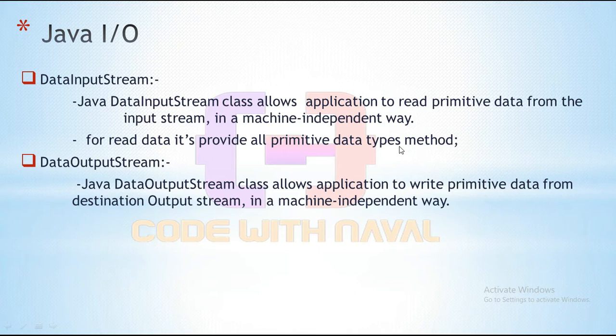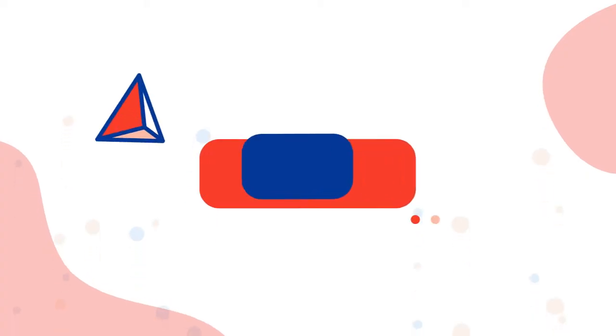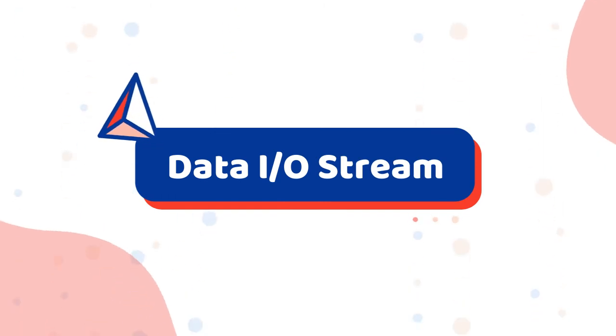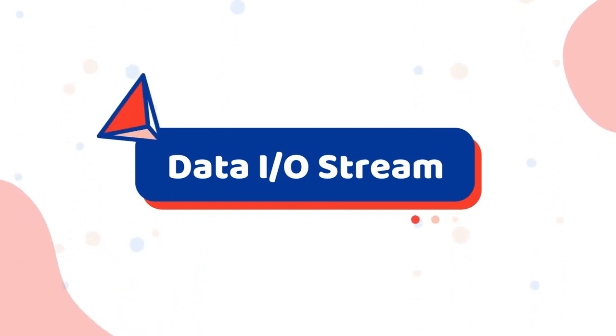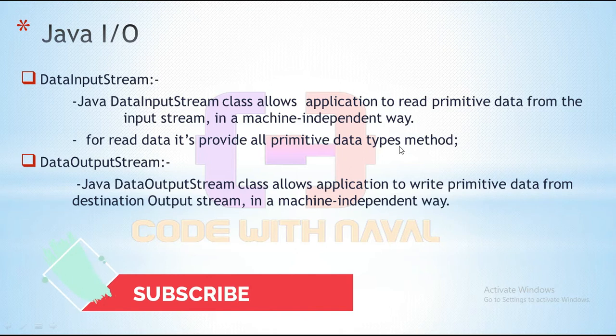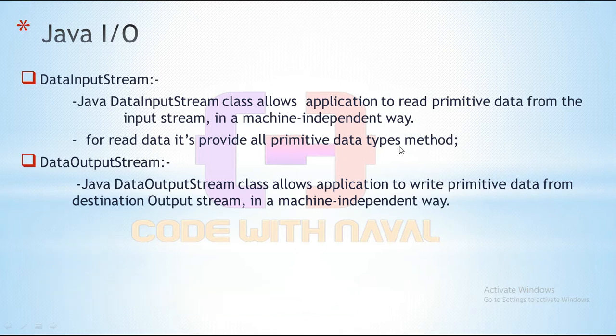In our last video, we saw buffer input stream and buffer output stream. In this video, we are going to discuss data input stream and data output stream. So let's first understand what is the use of data input stream and data output stream.